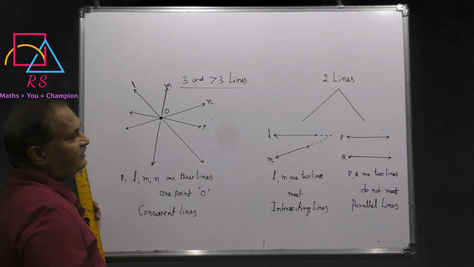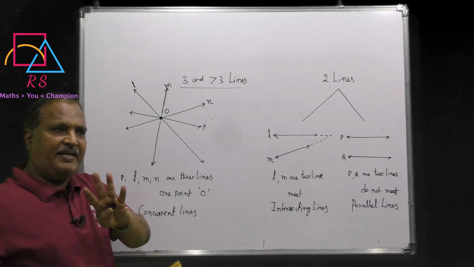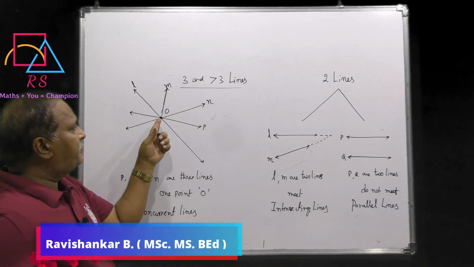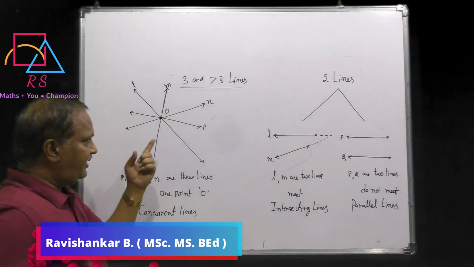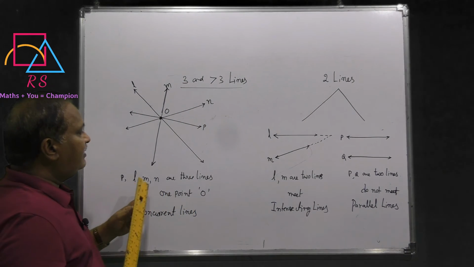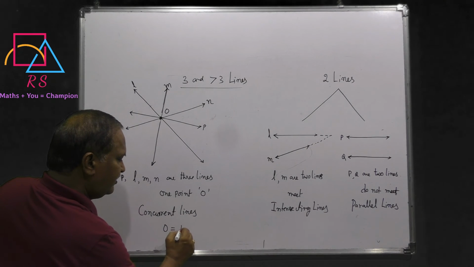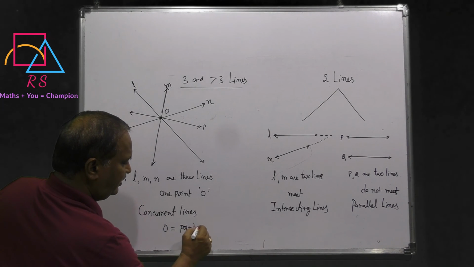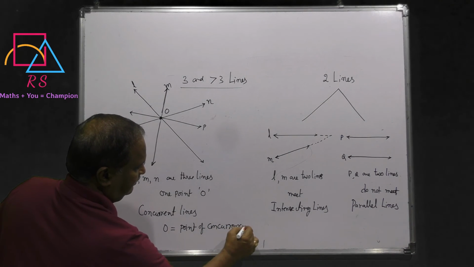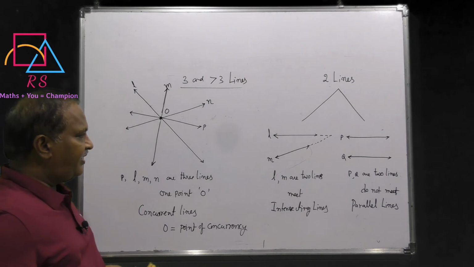Concurrent lines. That means for concurrent lines, you should have a minimum of 3 lines, or any number more than that. So when 3 or more lines pass through one, the same point, we call these lines concurrent lines. And this O we call the point of concurrency. O is known as the point of concurrency.